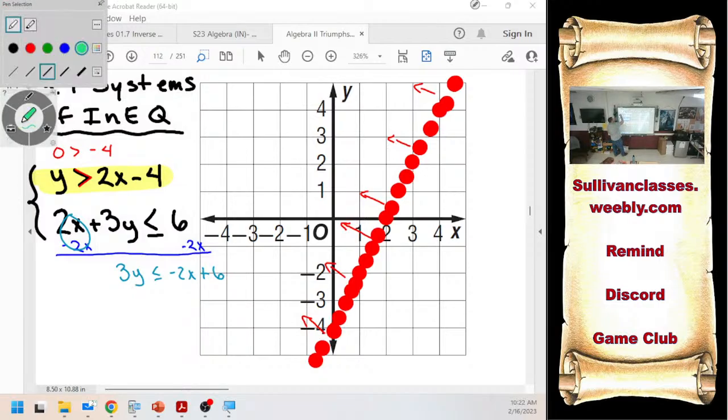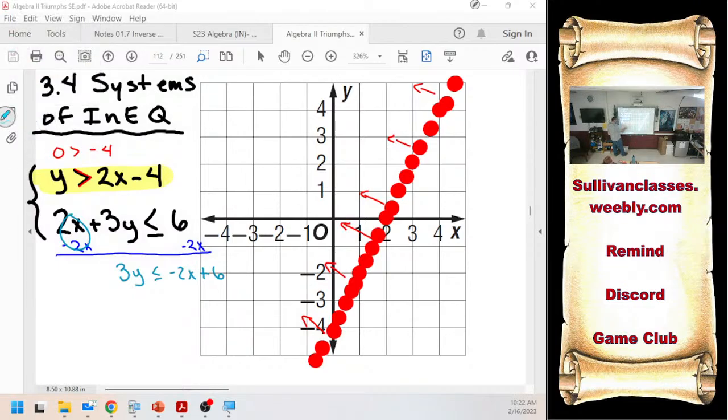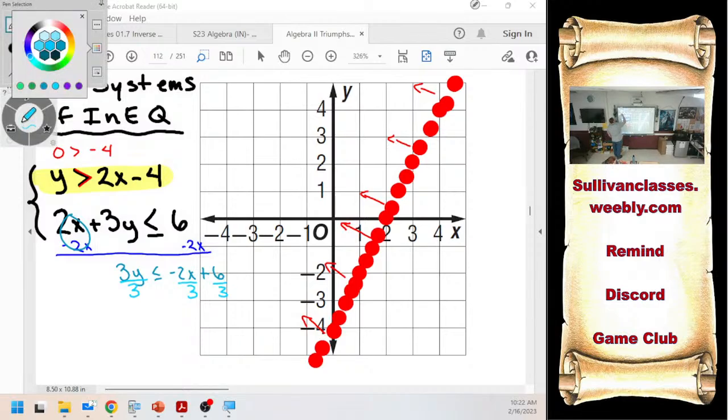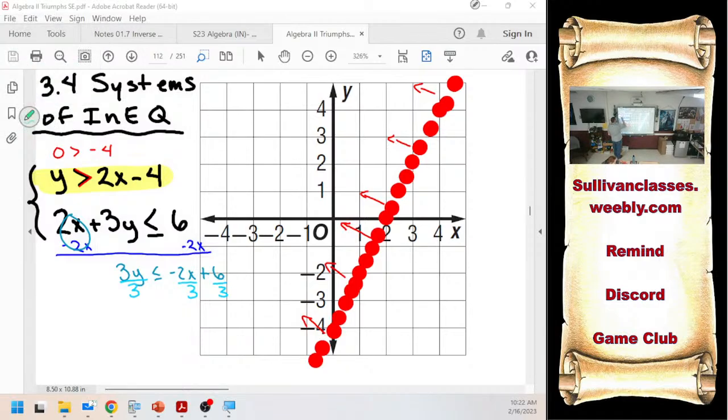And, nope, wrong color. Divide by 3, divide by 3, divide by 3. Remember, you do it for all of them. What you do for one, you do for all. So that is y. That is -2/3 x, which is fine because that's my slope. And 6 divided by 3 is 2.